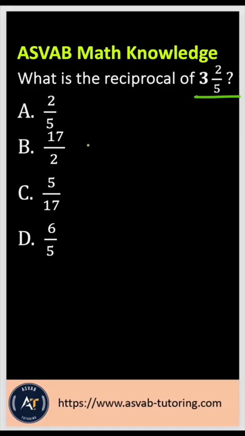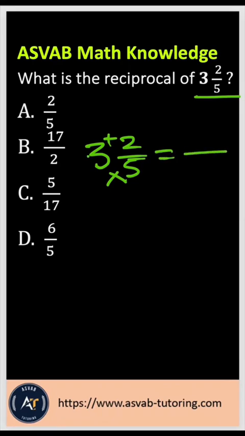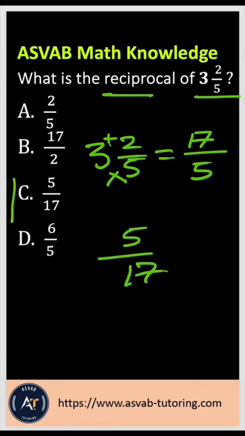So let's do it. I have 3 and 2/5. What you have to do first is multiply by the denominator and add the numerator. That gives you 3 times 5 is 15, plus 2 is 17 over 5. If you take the reciprocal of this number, that gives you 5 over 17. So the correct answer is option C.